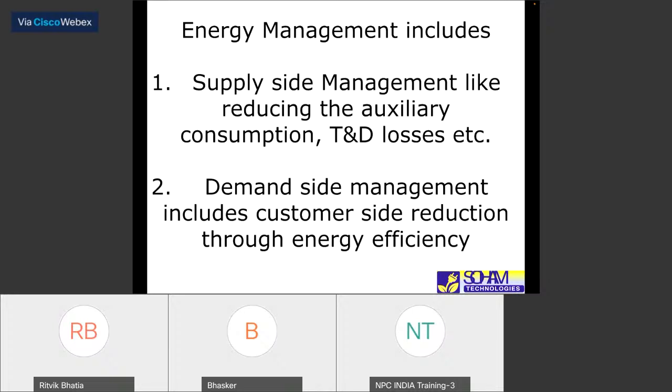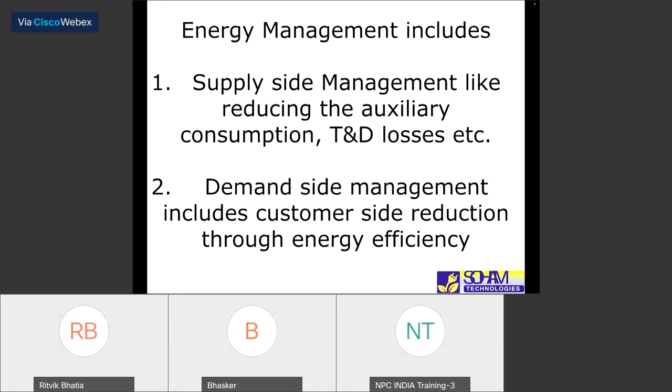What is the function of a supplying power company or electricity board? They are generating, transmitting, and giving power to the consumer up to the metering point. Okay, that is known as supply side management.